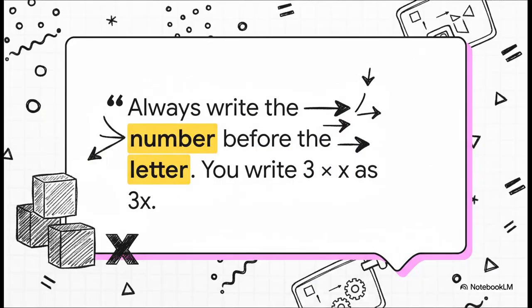Oh, and here's a quick but really important tip. It's kind of like grammar for algebra. The number, which we call the coefficient, always goes before the letter. So we always write 3x, never x3. It's just how it's done.